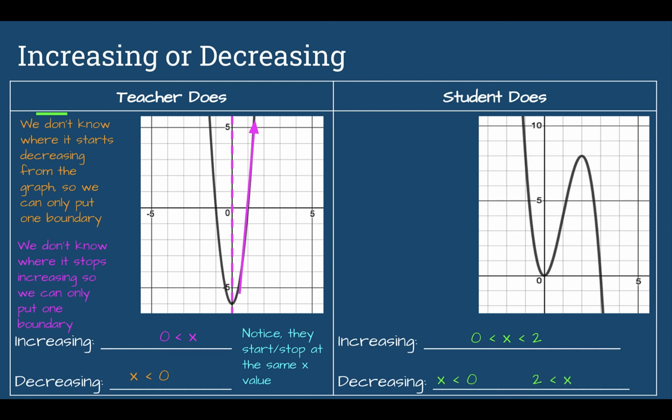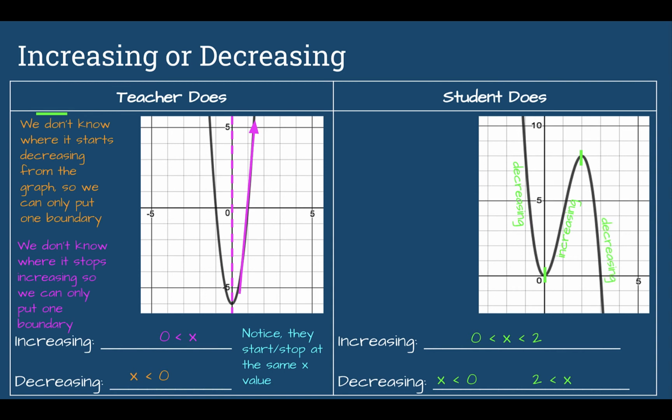Decreasing, there are two places where the graph is going down. So it's decreasing before 0 and again after 2. If we look, it starts off decreasing until it gets to 0, which is where x is less than 0. Then it increases until x equals 2. So it's increasing between 0 and 2.